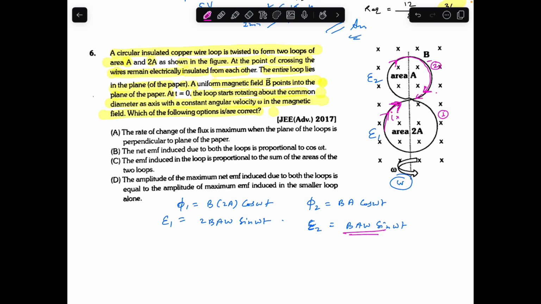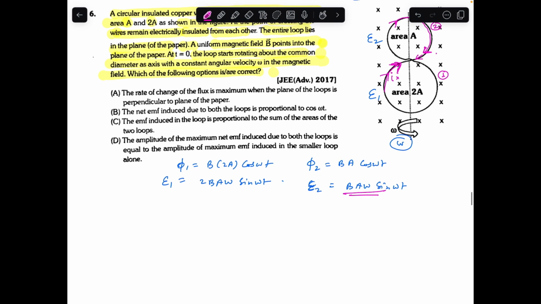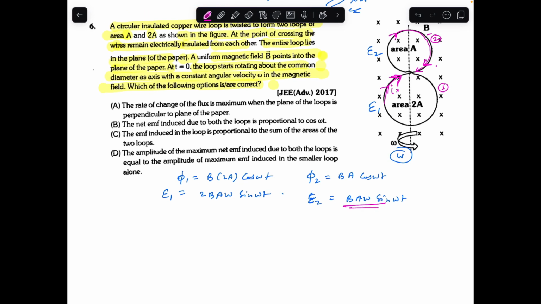Come this side, go this side, right? So what will happen? Net induced EMF, E net, will be E2 minus E1, which is equal to BA omega. And I can write E1 minus E2, since E1 is greater here: E1 minus E2 equals BA omega sine of omega t, right? So let us see the first option.